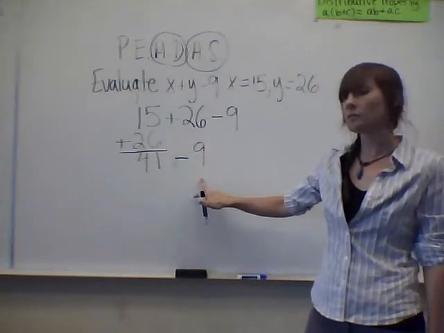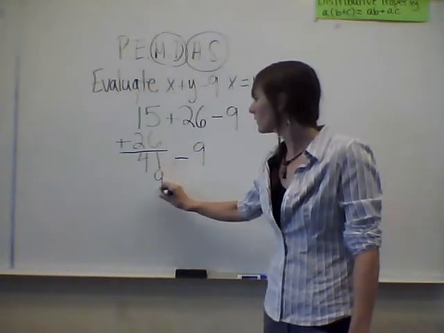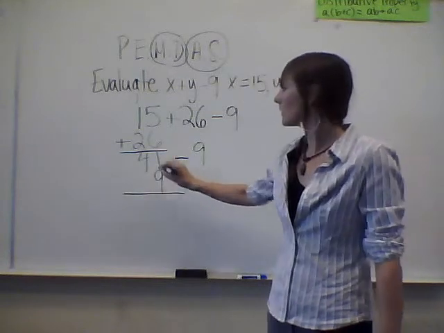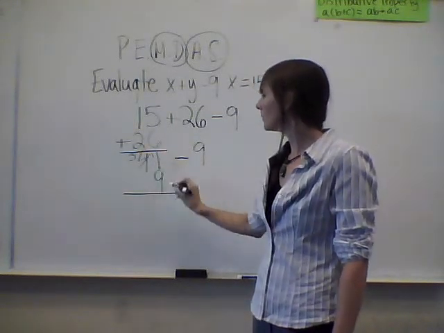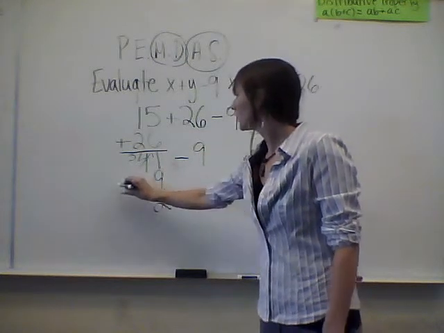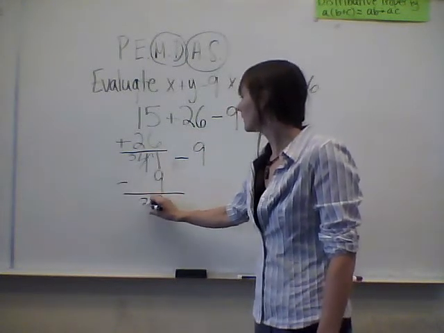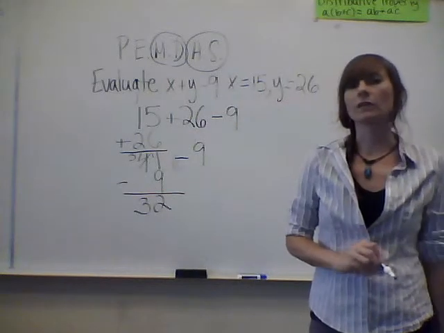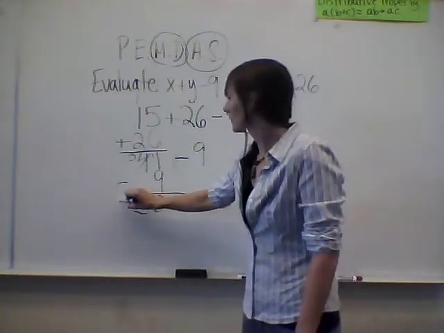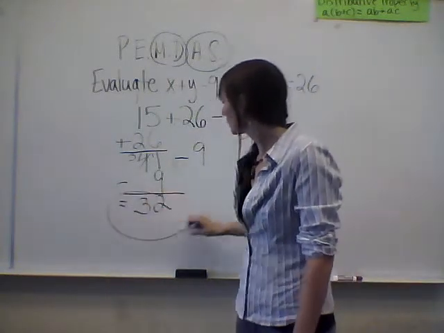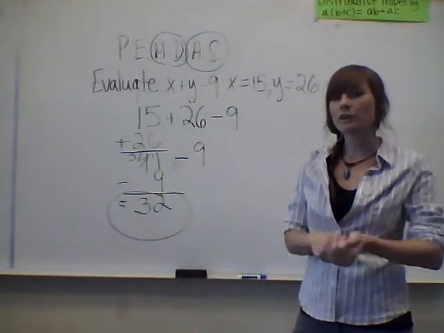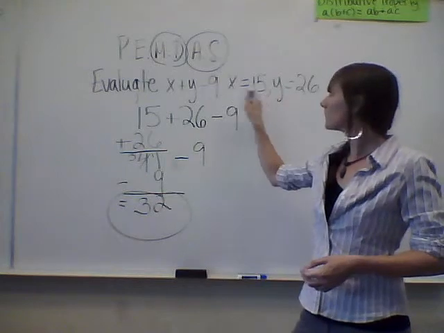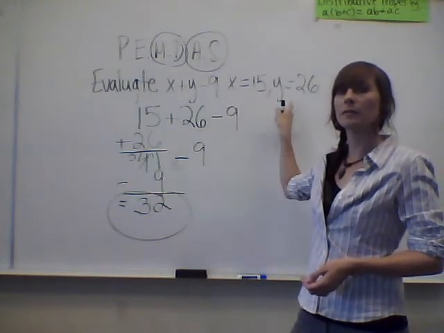41 minus 9, subtract. Borrow from the 4. This becomes an 11. 11 minus 9 is 2. 3 minus nothing is 3. So your answer is 32. That's the answer to this algebraic expression. It's called an algebraic expression because of the variables. Once you add those variables in, it becomes algebraic.